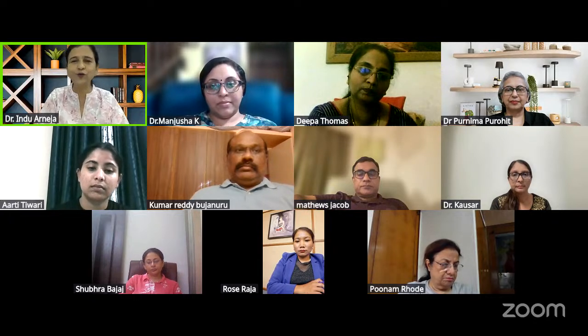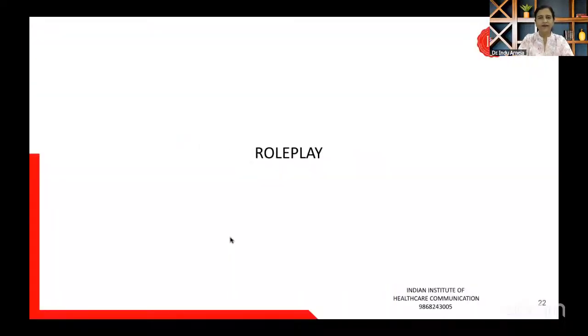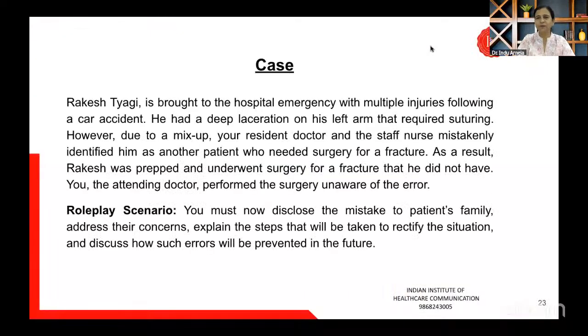So will you be open to doing a role play? Will the group be open to doing a role play? Because that's where we learn. But this time I want some new people to come in so that we get to see their talent in either being a patient or being a doctor. So I'm showing you the situation, and then I would want you to volunteer to be the doctor on duty who is actually going to explain, and somebody who wants to be the patient's family. So you can read this situation, and then we can decide who would like to.